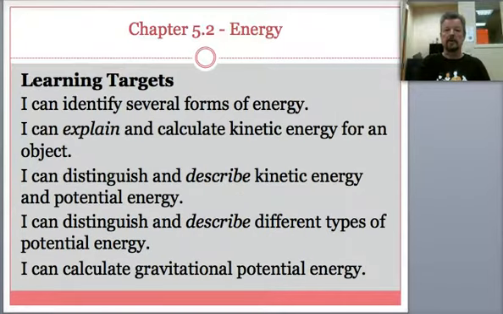The learning targets for chapter 5.2, or energy, are as follows. I can identify several forms of energy. I can explain and calculate kinetic energy for an object. I can distinguish and describe kinetic energy and potential energy. I can distinguish and describe different types of potential energy, and I can calculate gravitational potential energy.